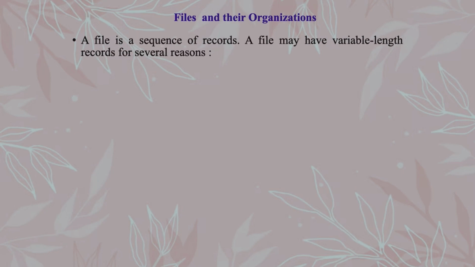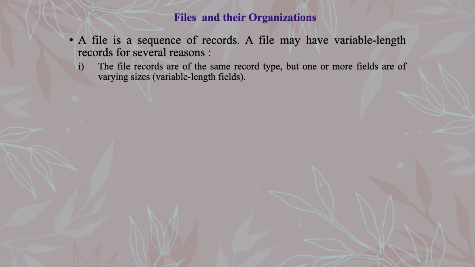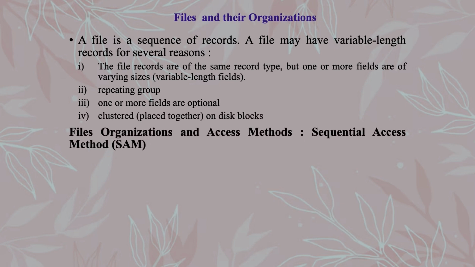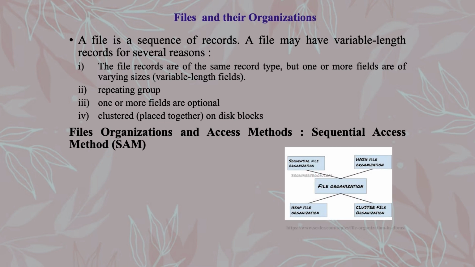And then files and their organizations. Now I'll come to files and their organization. A file is a sequence of records, and file organization refers to the physical layout or structure of the record occurrences in the file. File organization determines the way records are stored and accessed.